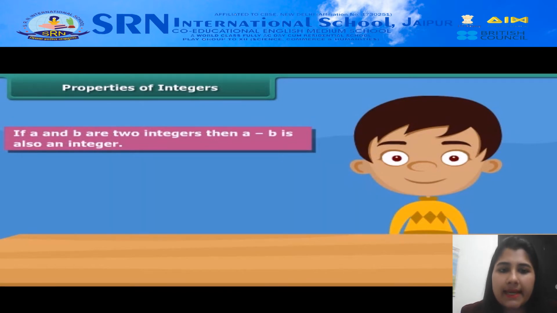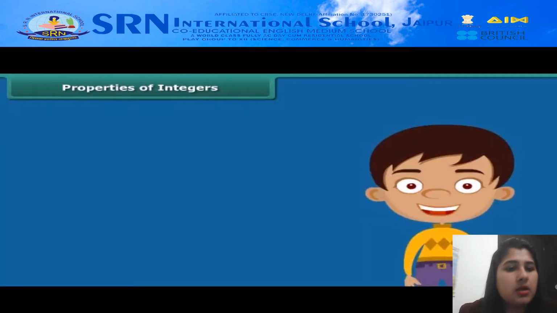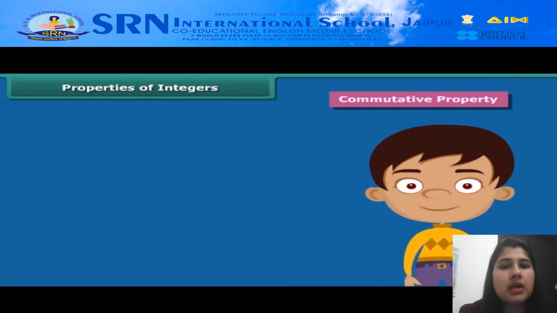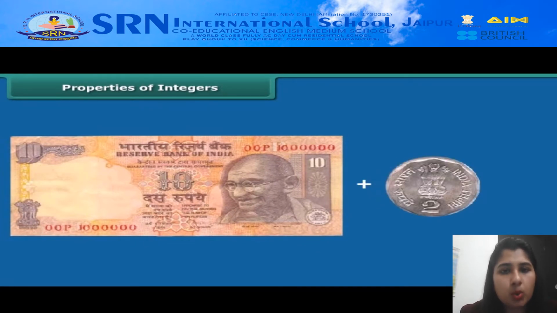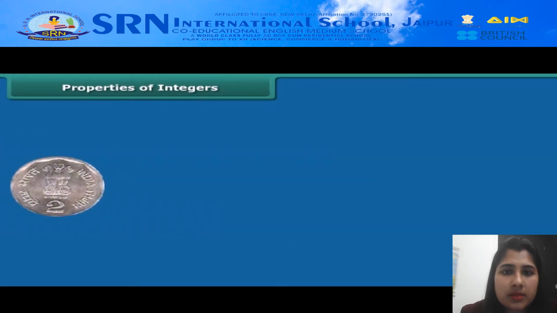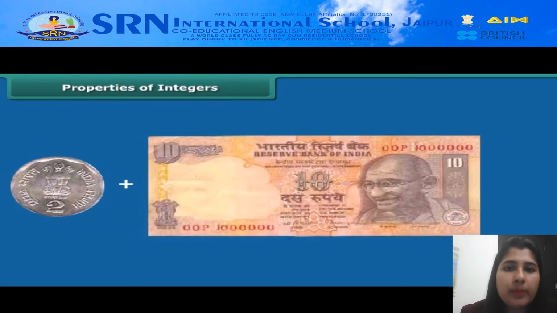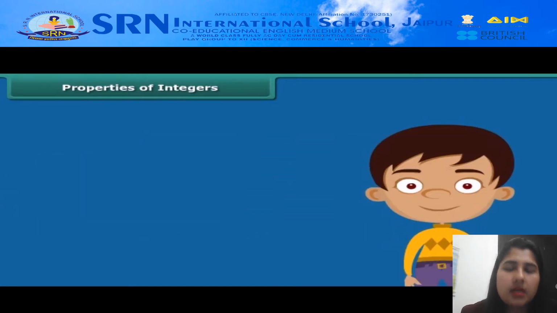Let us move ahead with the topic. So, another property is the commutative property. The commutative property is very easy. Let us take an example. A 10 rupee note added with a 2 rupee coin will give us 12 rupees. Similarly, a 2 rupee coin and a 10 rupee note will give us the currency as 12. So, we can say that a plus b or b plus a will give us the same value.